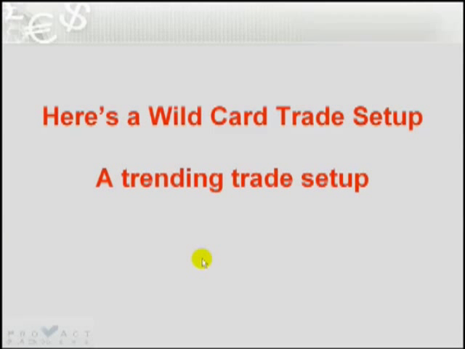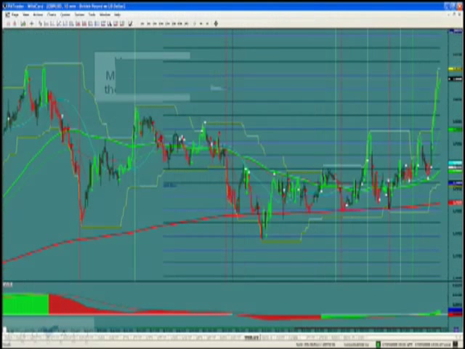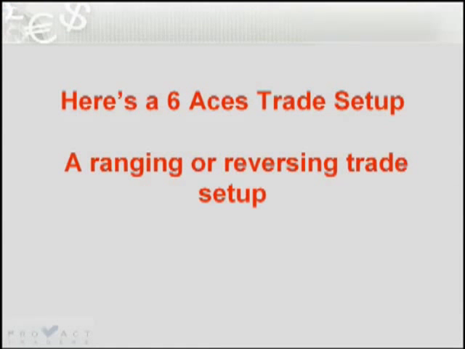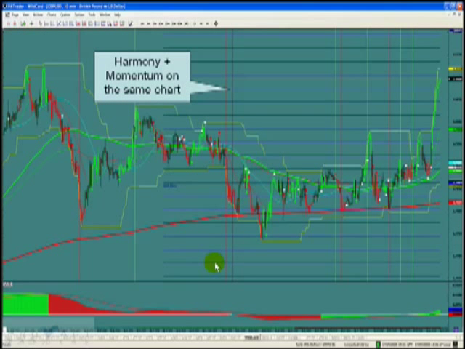So let's just take a look at each one of our trade setups. The wild card is a trending trade setup. So here we have harmony plus momentum on the very same chart. When a currency is trending, we don't need the confirmation that we would need in a ranging or a reversing market. So the first thing we look at is moving averages and all these dots. And the dots will tell us something very, very important in a minute.